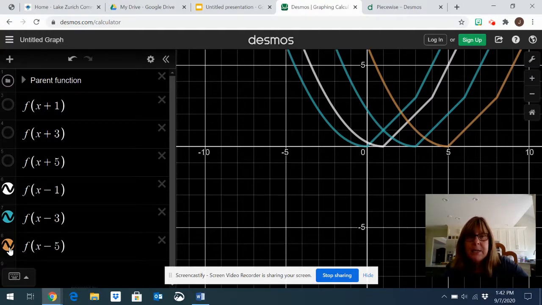So what I want you to do is think about, please, how is the input related to the graph? How does changing the input relate to the changes you see in the graph?